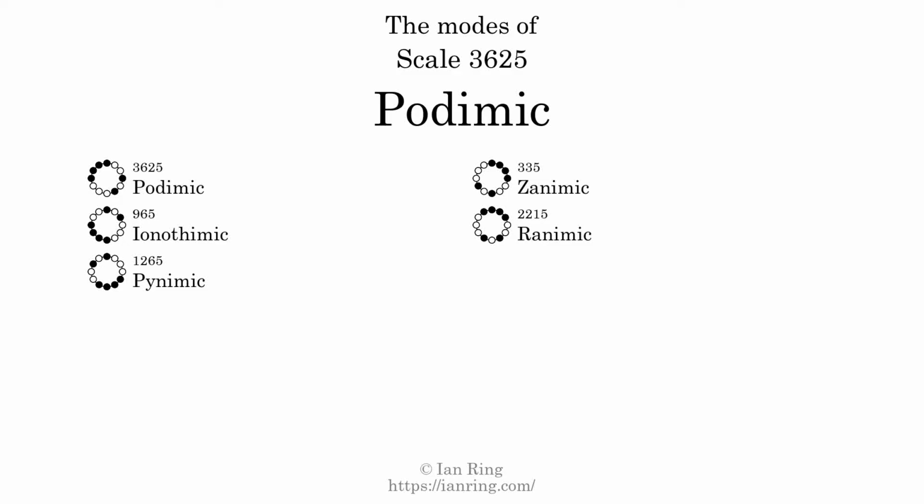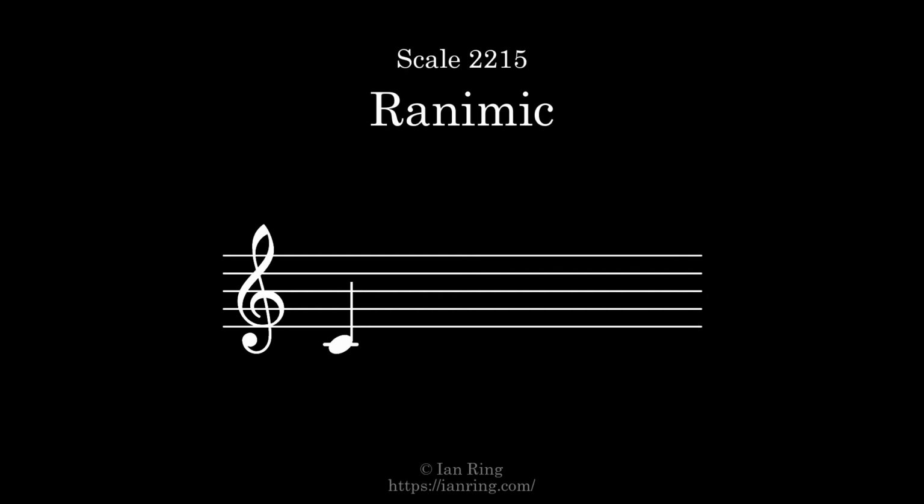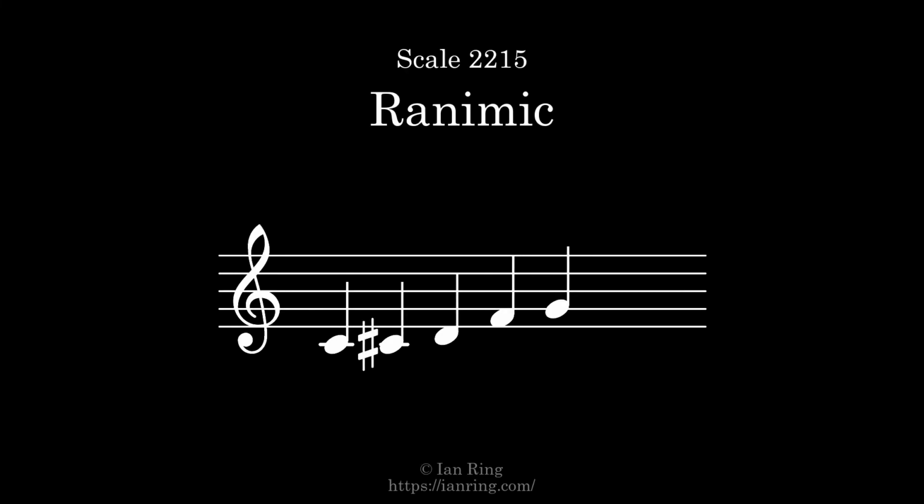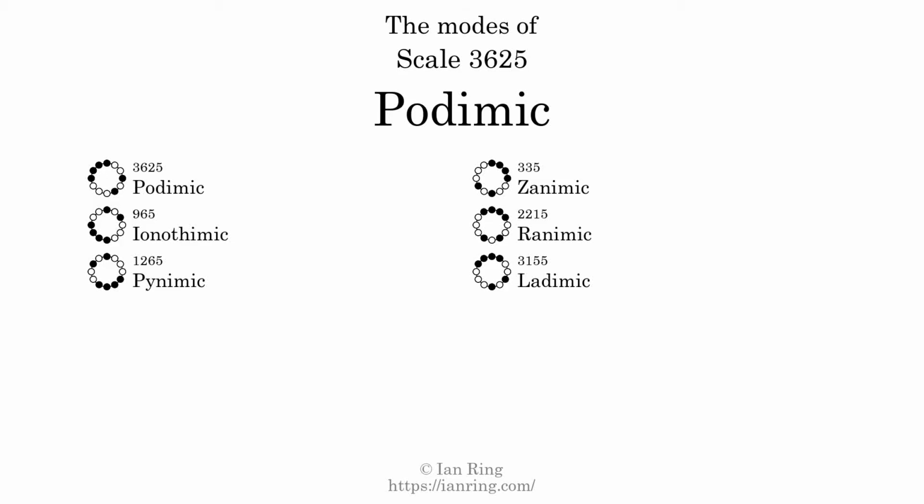The fifth mode is scale 2215, also known as Rhenemic. It sounds like this. The sixth and last mode is scale 3155, also known as Ladimic. It sounds like this.